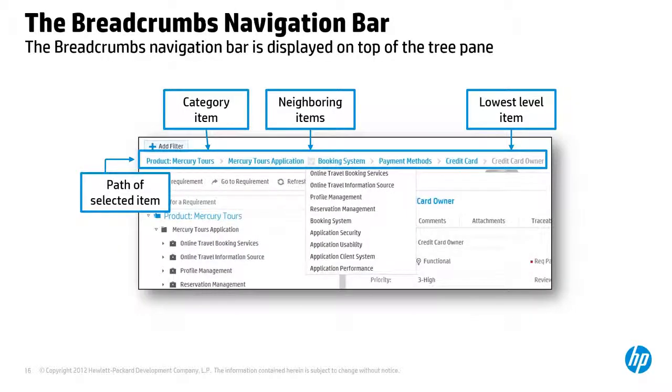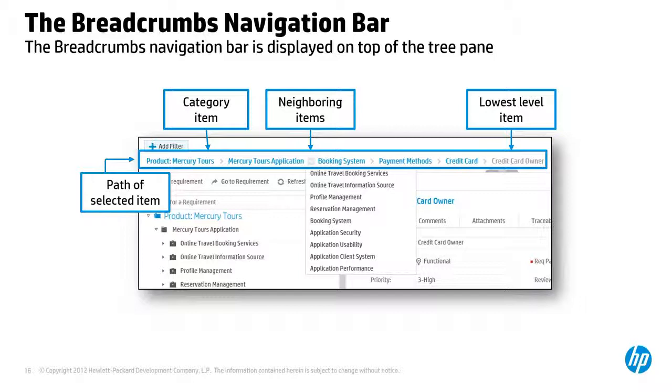Another thing that I actually like about this product is that we have our breadcrumbs navigation bar. Now the navigation bar shows you at the top the path of the selected item. And you can see that some of that text is highlighted in blue. That means that it can be clicked on. And if you want to navigate to a particular portion of that path, you can. But it shows you right off the bat the category item, any neighboring items that may be involved in that tree, and the lowest level item will be shown on the far right.